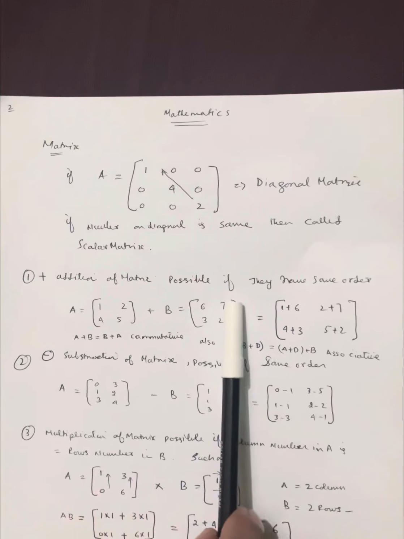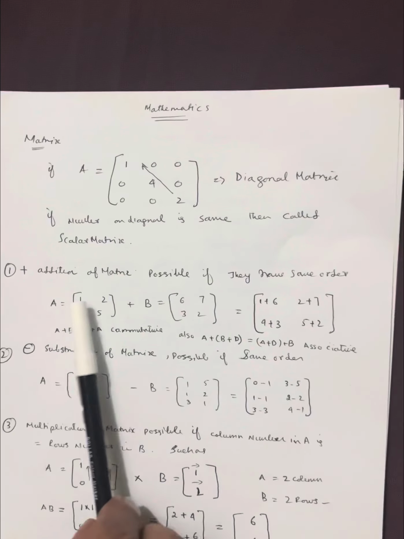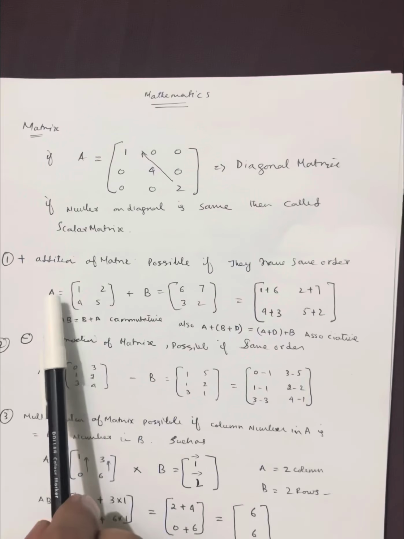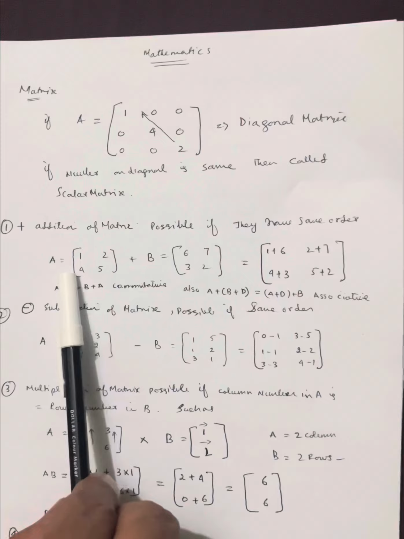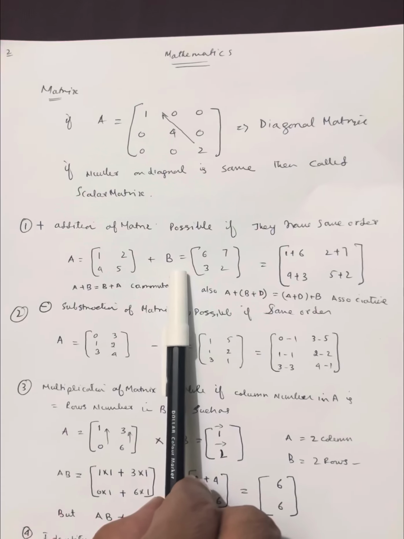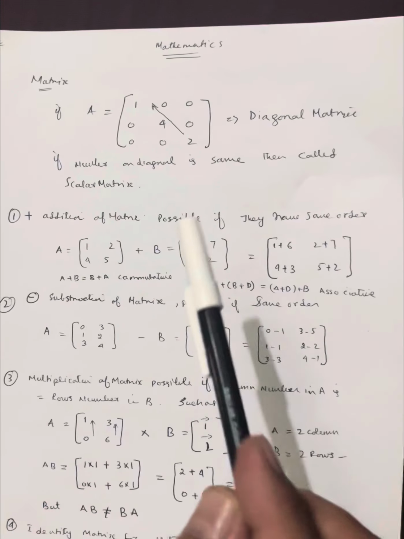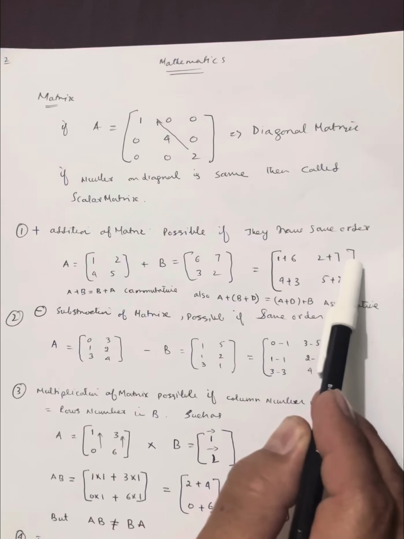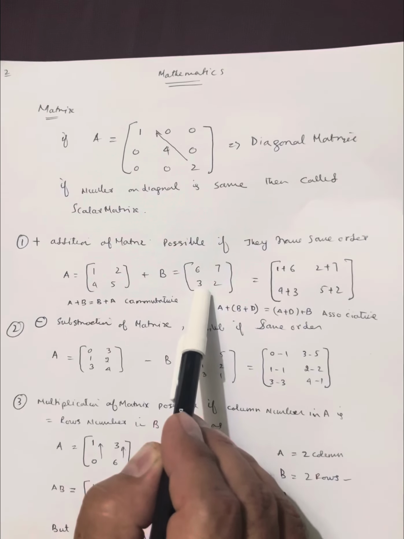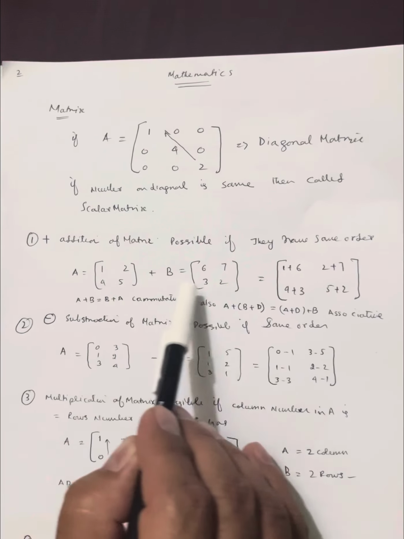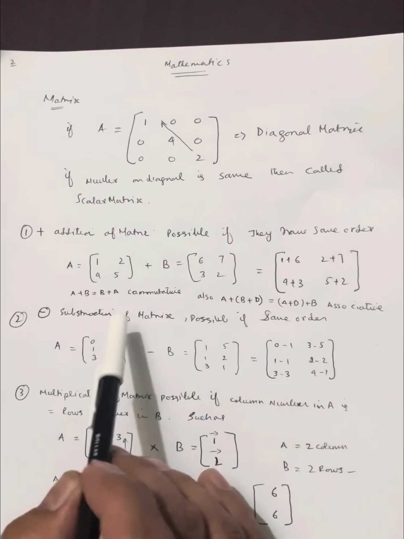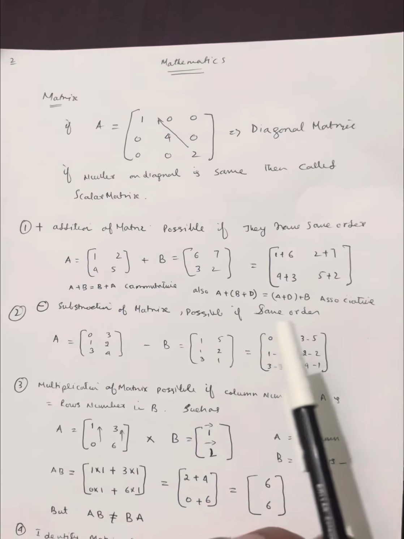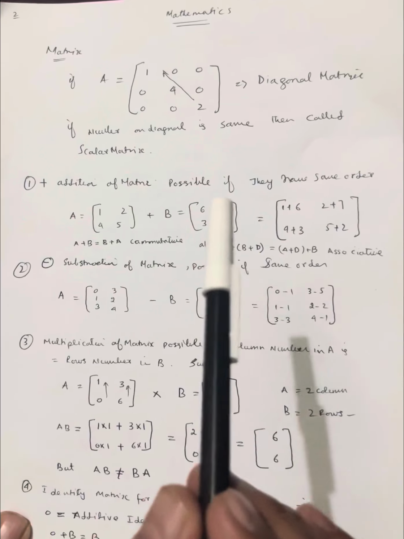Addition of matrices. How to add two matrices? Let's say A is a square matrix, and A plus B is equal to a square matrix. So we simply add this one, 1 plus 6, 2 plus 7, 4 plus 3 here, and 5 plus 2. So this is called the addition of matrices.